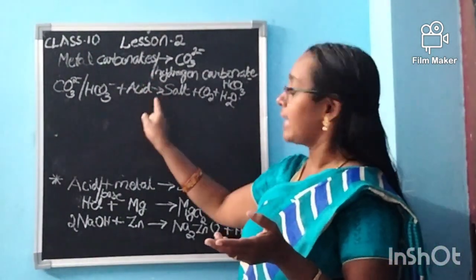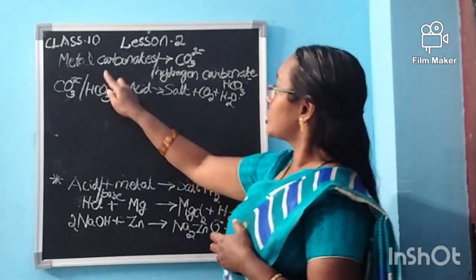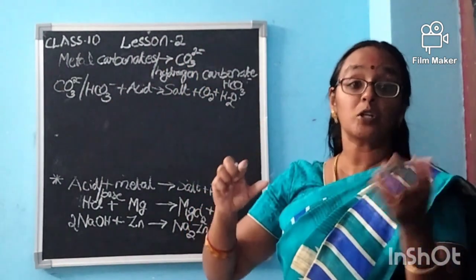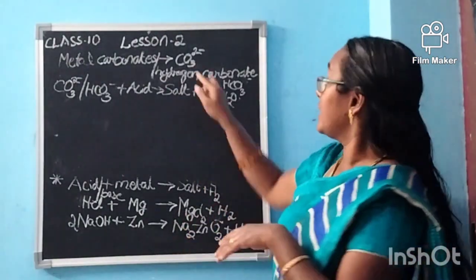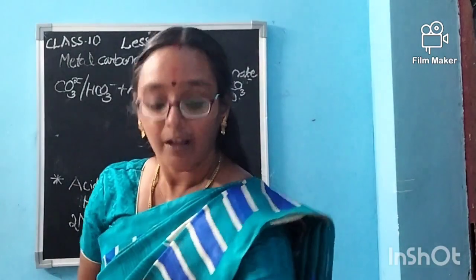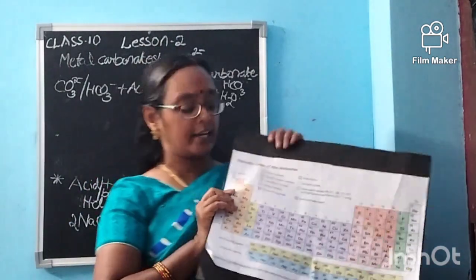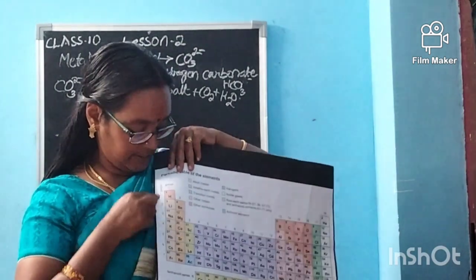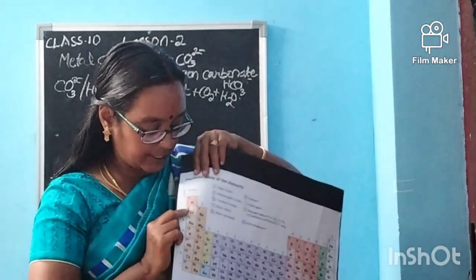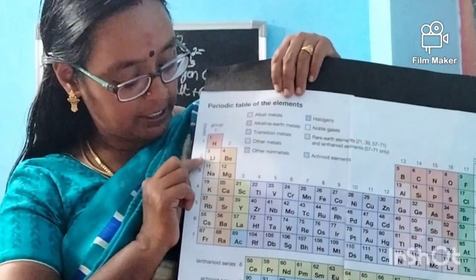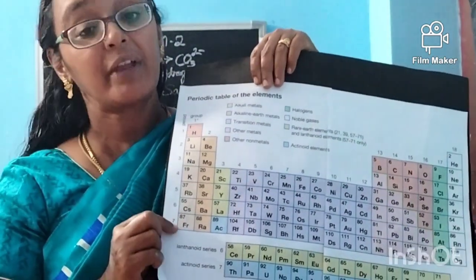They are reacting with acids. There should be something there with CO3 2 minus. There should be a metal, because metal is the donor, so it has to be taken from the metal. Now you tell me, when it is taken from this group, what is this? Alkali metals. See, lithium, sodium, potassium, rubidium, cesium, francium.